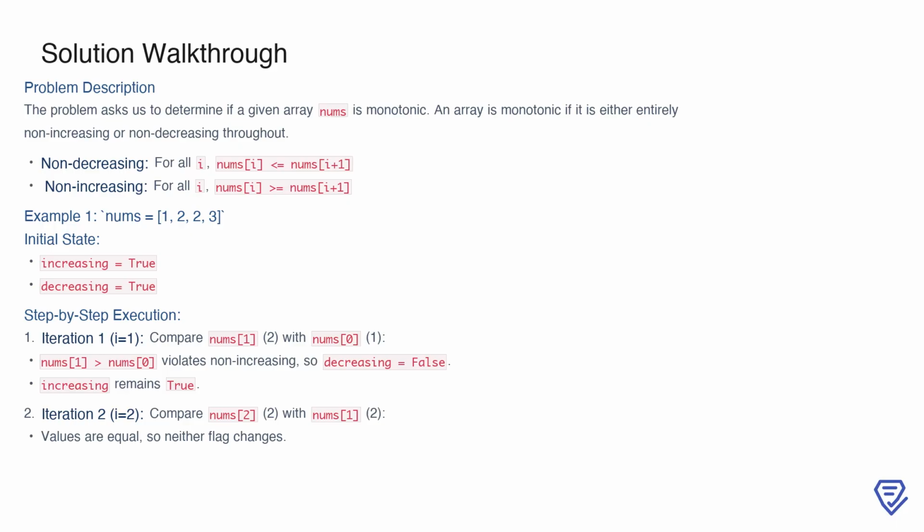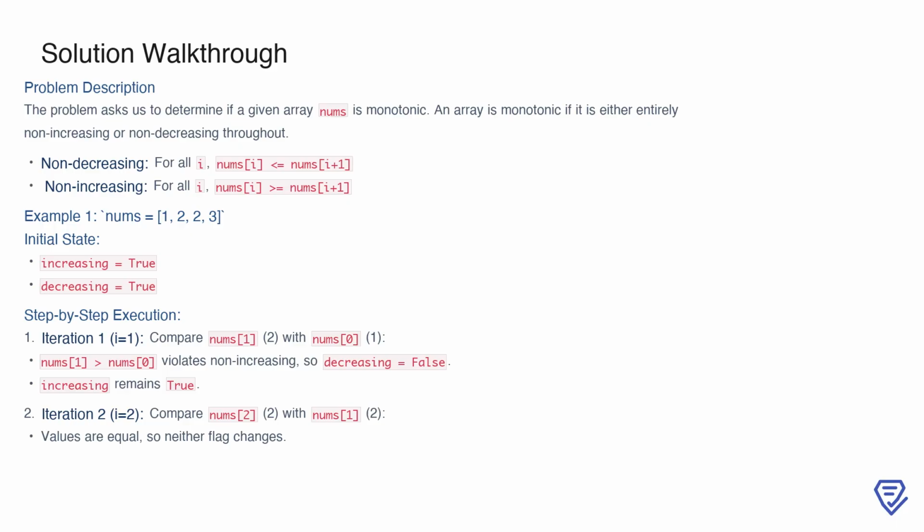Initially, we assume the array could be both increasing and decreasing, so we set two flags, increasing equals true and decreasing equals true. In the first iteration, we compare nums[1], 2 with nums[0], 1. Since 2 is greater than 1, this violates the condition for a non-increasing array, so we update decreasing to false. However, the increasing flag remains true, as the non-decreasing condition is still valid.